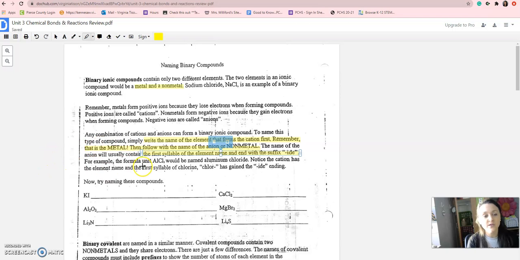So AlCl, the name of our metal is aluminum. The name of our nonmetal is chlorine. So we would name it aluminum chloride. So go ahead and try to name these compounds right here.